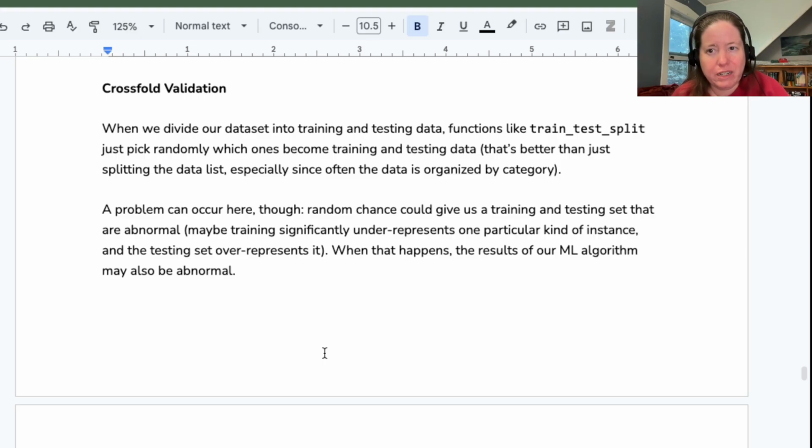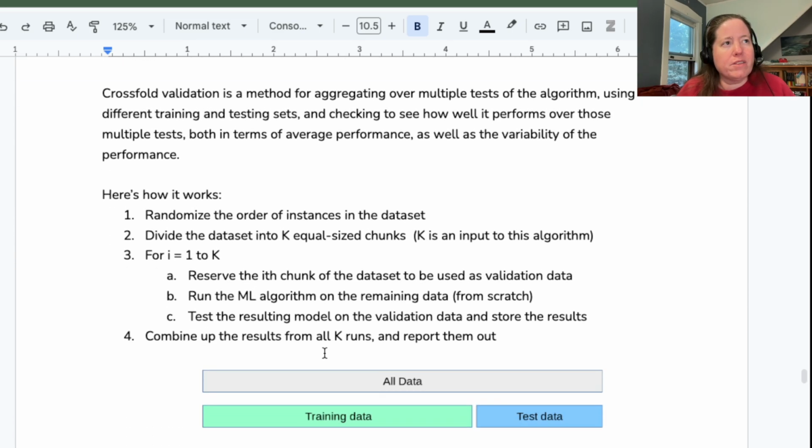Crossfold validation helps us to avoid this, essentially by repeatedly training the model on different training and validation sets and looking for the overall trend. So if there's some split that's going to cause a strange, anomalous result, we can see that and we can kind of wash it away. So how does this work?